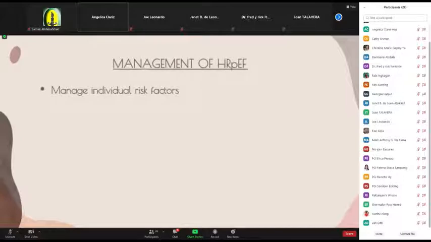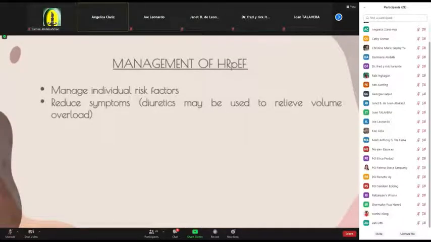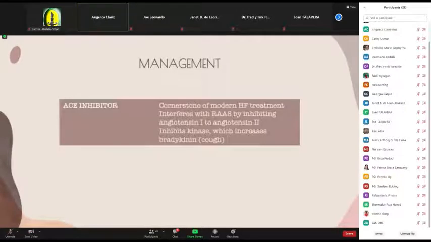For the management of heart failure with preserved ejection fraction, despite the wealth of information with respect to the evaluation of and management of heart failure, there are no proven or approved pharmacologic or device therapies for the management of patients with heart failure with preserved ejection fraction. So therefore, it is recommended that initial treatment efforts should be focused wherever possible on the underlying disease process. So we manage individual risk factors, we reduce symptoms, we prevent acute decompensation, and we improve exercise tolerance.